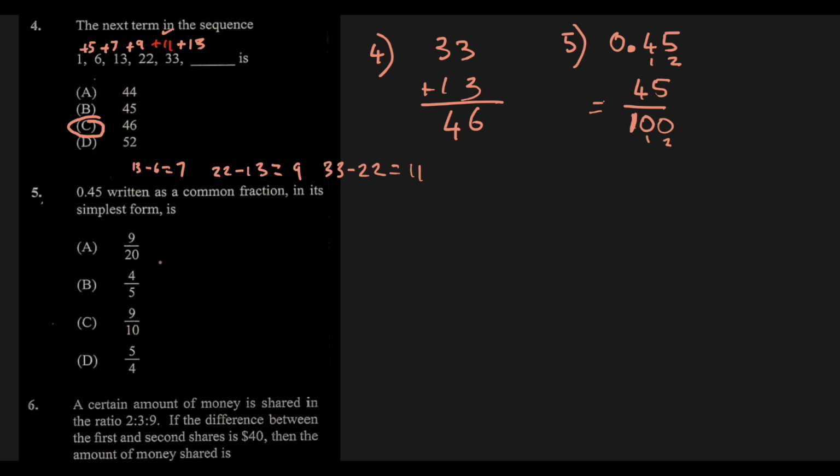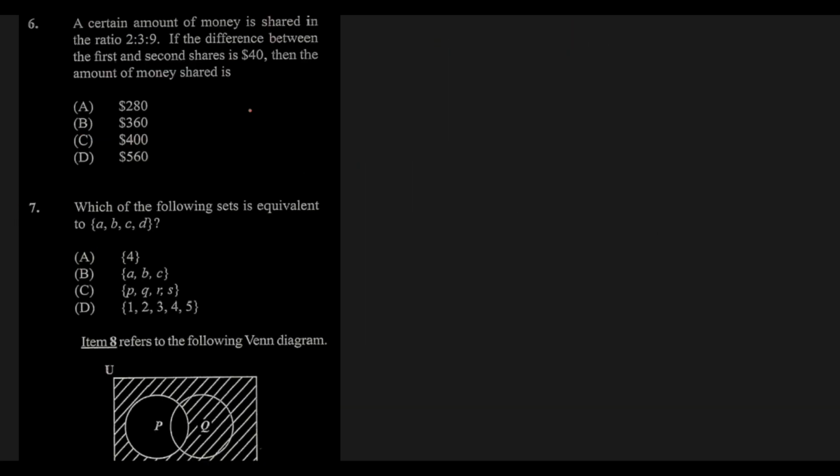In order to do that, I need to reduce this to its lowest form. A number that I can think of that can go into both 45 and 100 is 5. Now 5 can go into 45 9 times, and 5 can go into 100 20 times. So my answer for this would just be 9 over 20. There are no other numbers that can go into 9 and 20. So my answer is A.